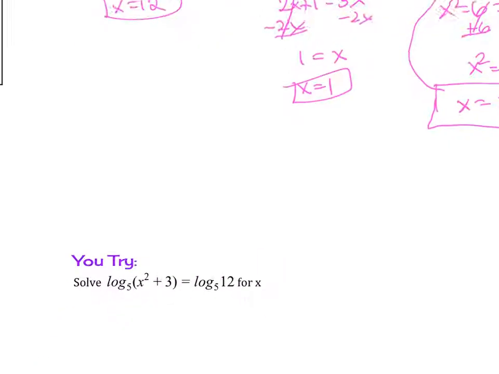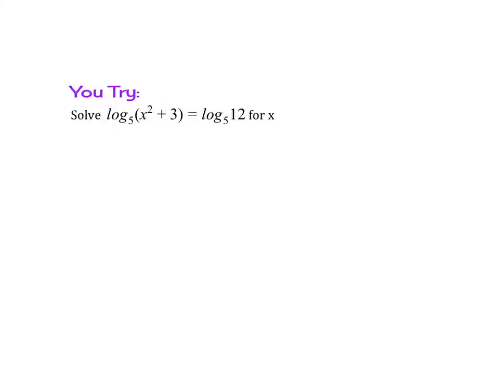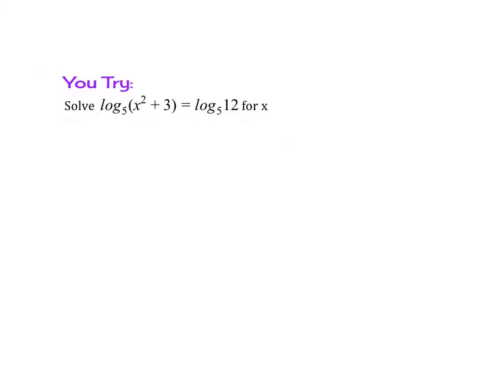So I want you to go ahead and try this problem here: log base 5 of x squared plus 3 equals log base 5 of 12, and you're solving for x. Okay, so if you tried this out, it's x squared plus 3 equals 12. Then you subtract 3 from both sides, so x squared equals 9. So therefore you square root, so x equals plus or minus 3.